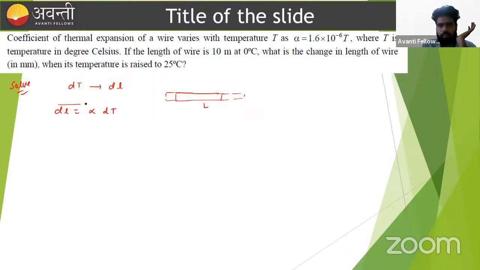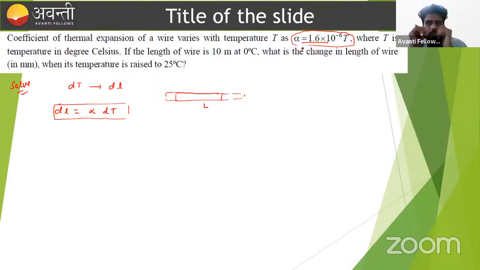Sir, on small increase of temperature we can write down the change in length. But here there is one very specific point given, that alpha is a function of time. It means alpha varies with time. So if we put the value of alpha here, that is 1.6 into 10 raised to power minus 6 into t into dt. Then what we have to see here beta? Initial length at 0 degree Celsius is 10 meter. Then what is the change in length in mm if we increase the temperature to 25 degrees Celsius?